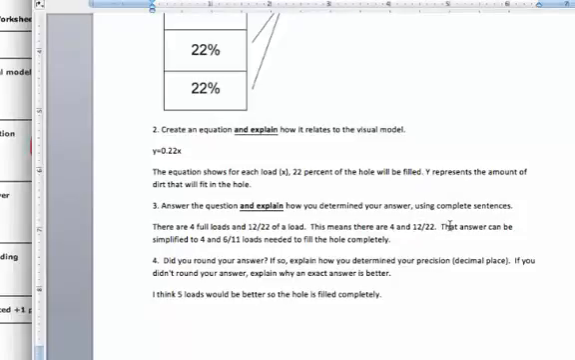It says that answer can be simplified to 4 and 6/11 because there's a 2 in common with the 12 and the 22. So 4 and 6/11 loads needed to fill the hole completely. So I explained my answer. Let's look at the rubric.